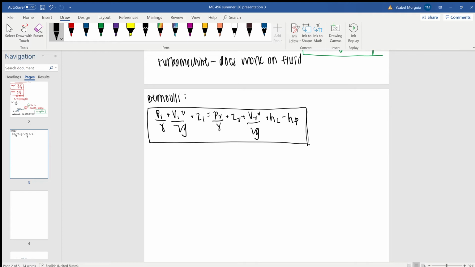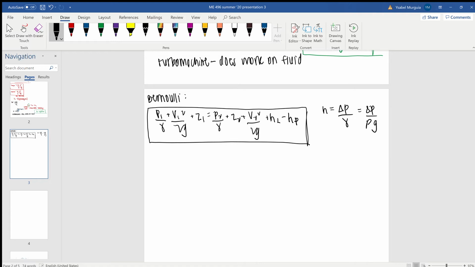And then again, I didn't define head, but head is equal to the delta pressure divided by the specific weight, or delta pressure divided by rho G. So that is what we are referencing when we say head.